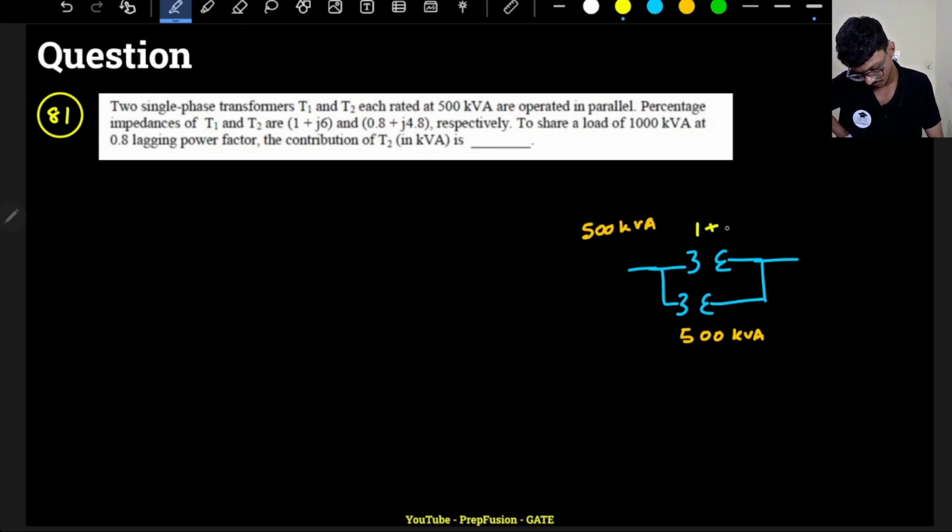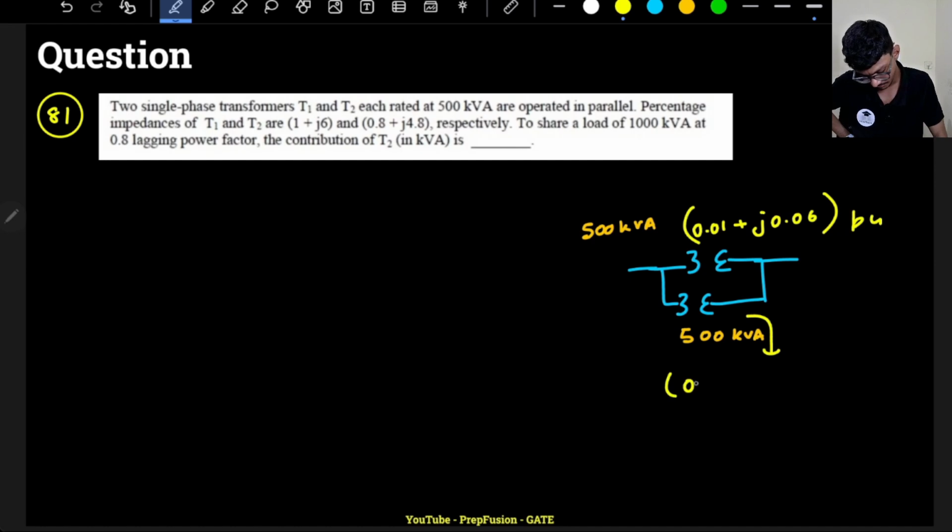Remember it is 1%, so this will be in percentage. So this will be 0.01 plus j0.06 pu of transformer 1, and this will be 0.008 plus j0.048 pu.